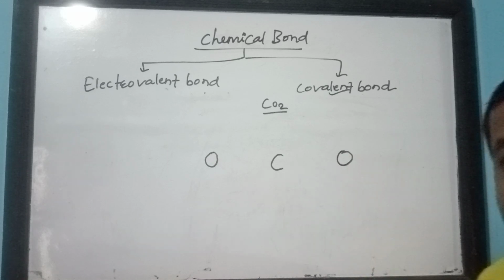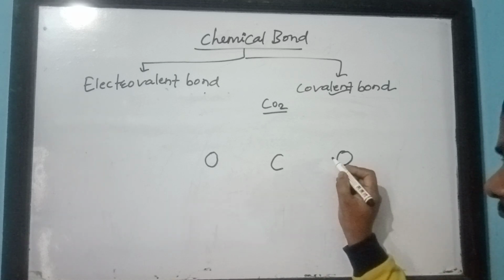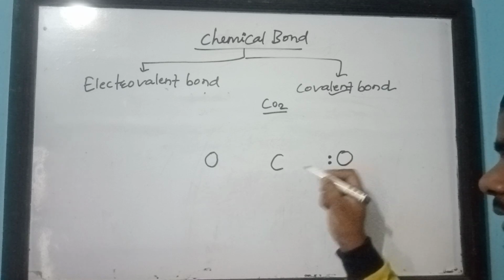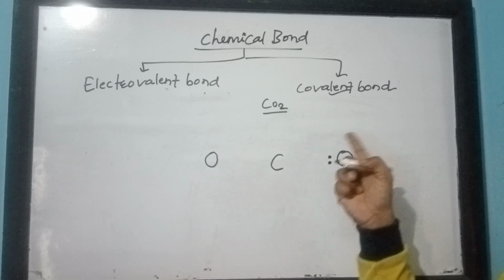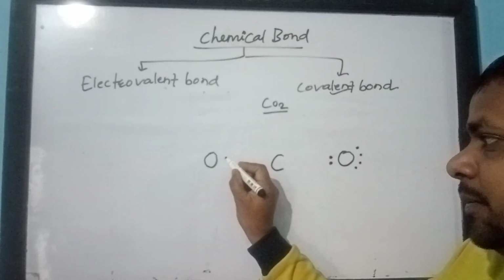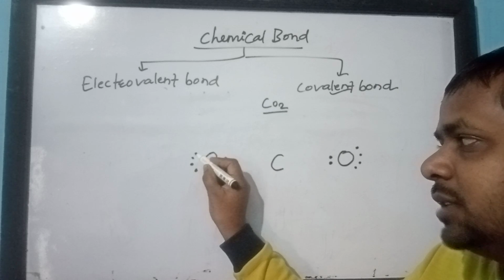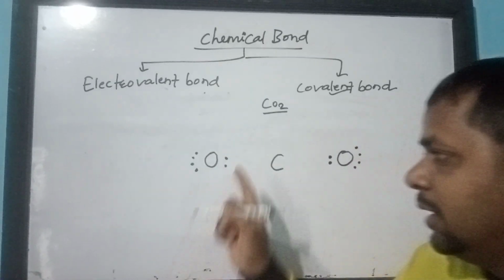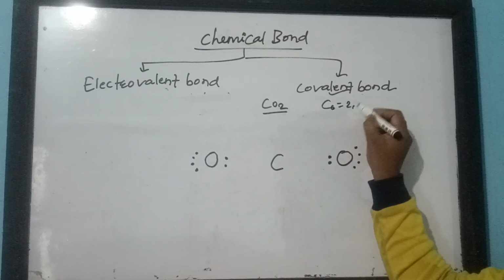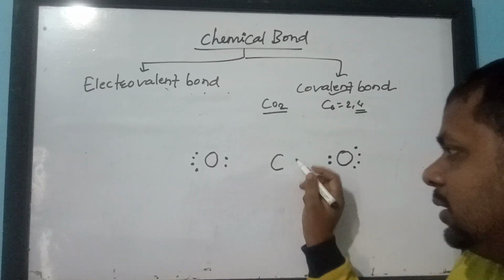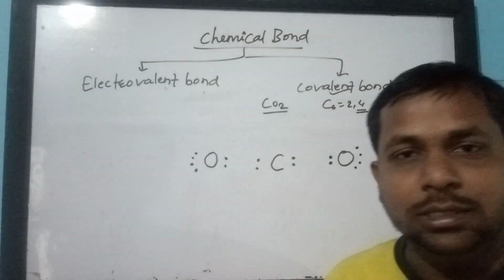This is an oxygen atom, and it requires 2 electrons to complete its octet. So it shares its 2 electrons. The remaining 4 electrons are present over here, because 6 electrons are present in the outside orbit of the oxygen atom. In the same way, this oxygen also shares its 2 electrons, and its remaining 4 electrons are over here. Carbon has atomic number 6, with 4 electrons in the outermost orbit, so it shares 2 electrons with this atom and another 2 electrons with this atom.